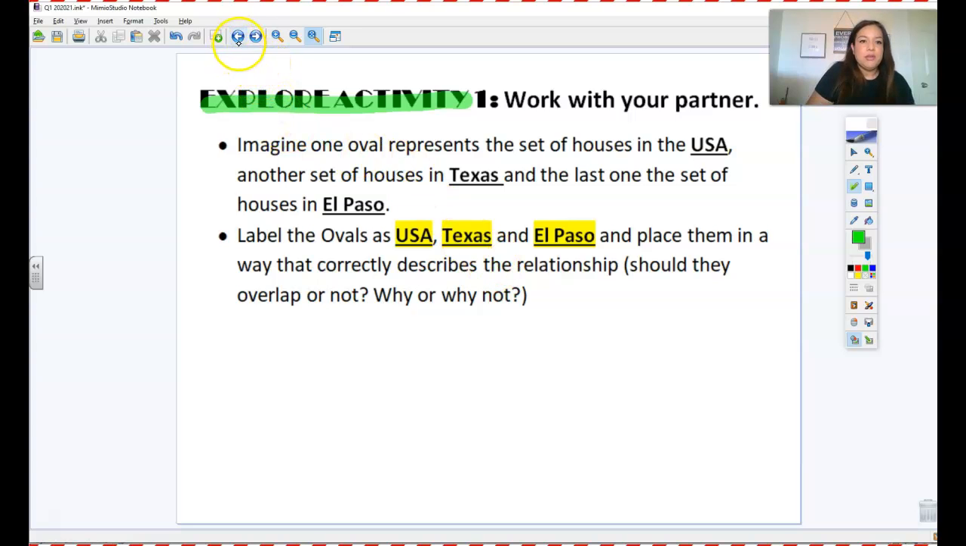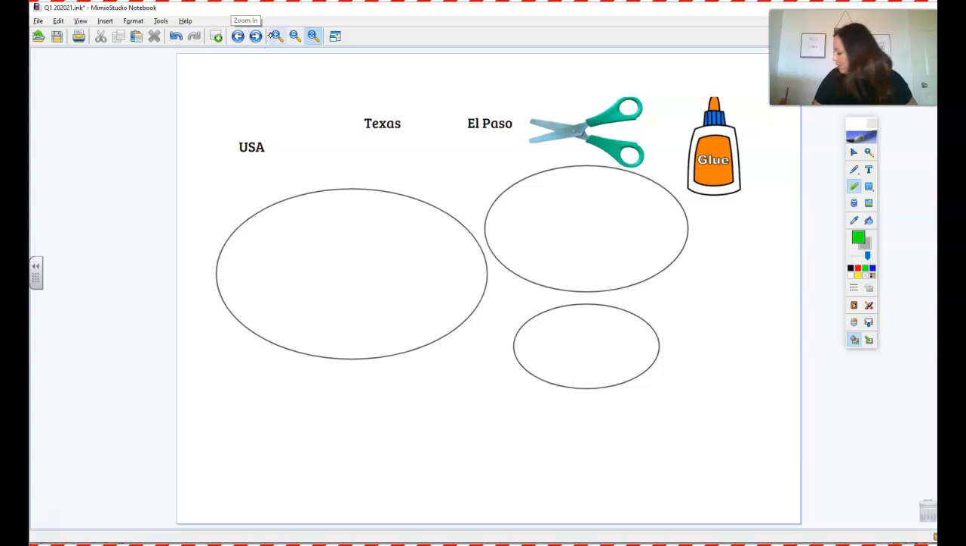So what I want you to do is go ahead and get a sheet of paper, like this, right? And you're going to draw yourself 3 ovals. So one's going to be the largest oval, the medium size, and the small one. And you're going to go ahead and draw them on your piece of paper, and then you're going to go ahead and cut them out. Okay, so go ahead and pause your video right now and go ahead and do that on your own.